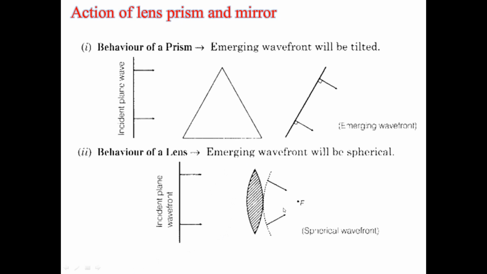Let us see the behavior of a convex lens. Here the portion of the wavefront passing through the center of the lens has to cover more distance through glass, where the speed of light is less. So the waves get delayed. So the emerging wavefront is a spherical wavefront or a converging wavefront.